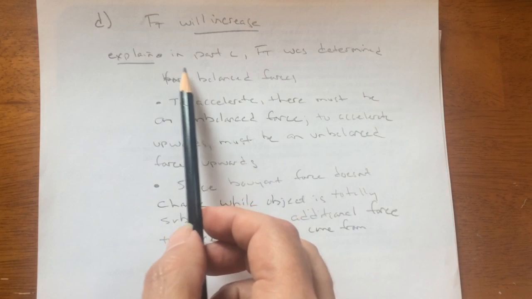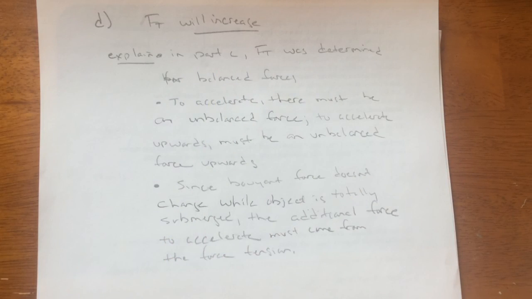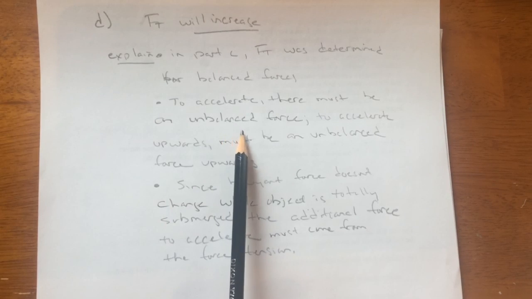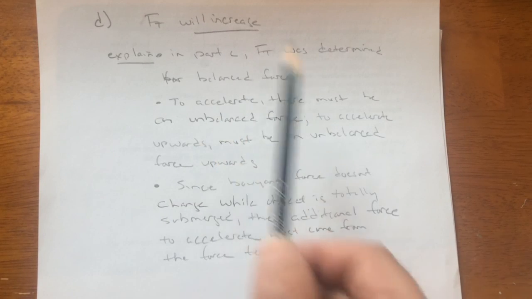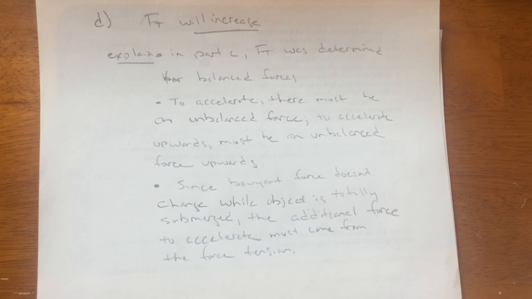That's fine. As I explained in part C, force tension was determined for balanced forces. To accelerate must be an unbalanced force. To accelerate upwards must be an unbalanced force upwards. I think you've got to be explicit like that. I don't think you're going to get away with saying to accelerate the force must be unbalanced. Acceleration's a vector. The vector direction is up, in the positive y direction. Your net force must be in the positive y direction. Since the buoyant force doesn't change while the object is totally submerged, additional force must come from the force tension. Identify why that is what it is.